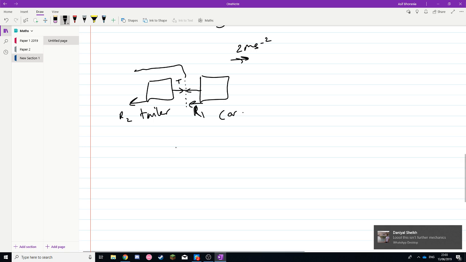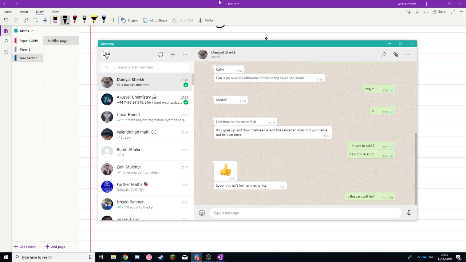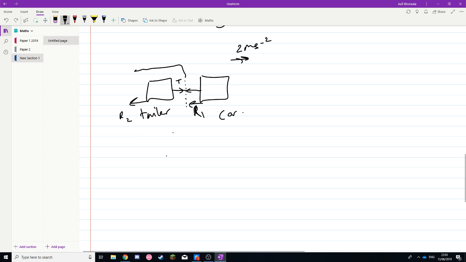Wait, what? Is this further mechanics? Is it not in the spec? I swear it is. Oh wait, is the car stuff further mechanics? My bad. You don't do connected particles with cars, I guess. No, carry on. Oh, it's not. Yeah, I didn't think it was.